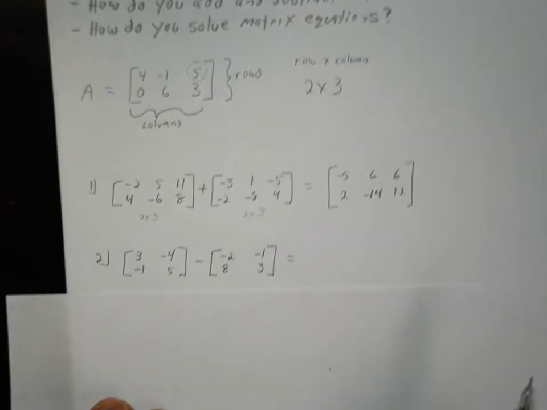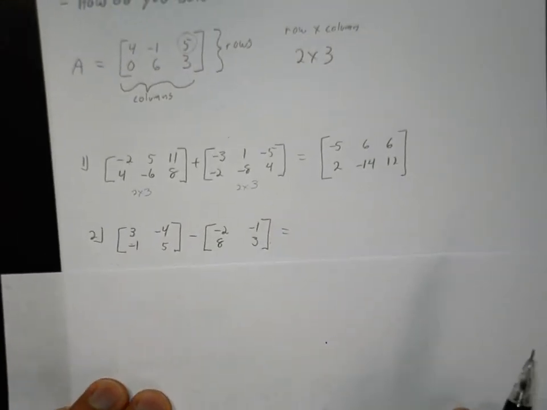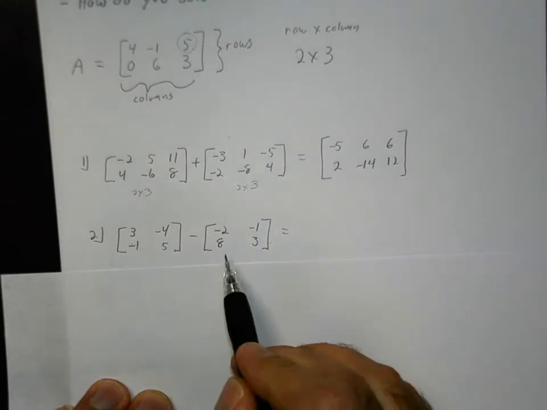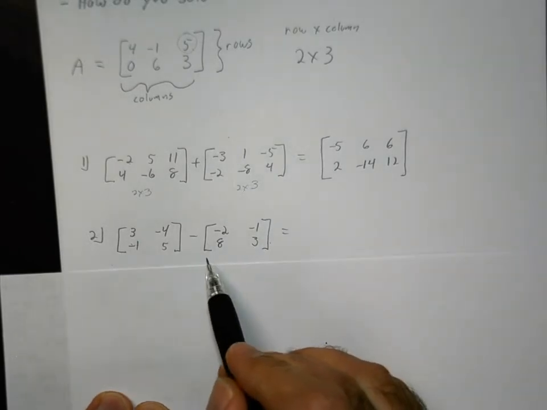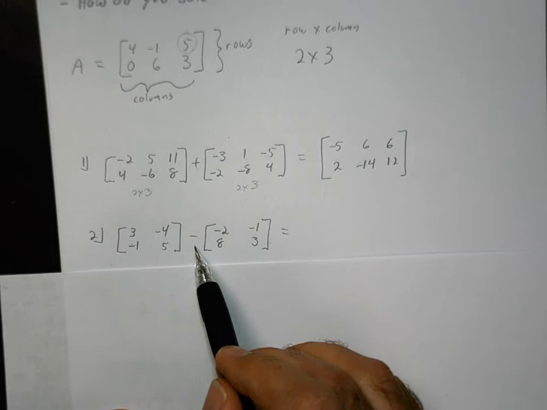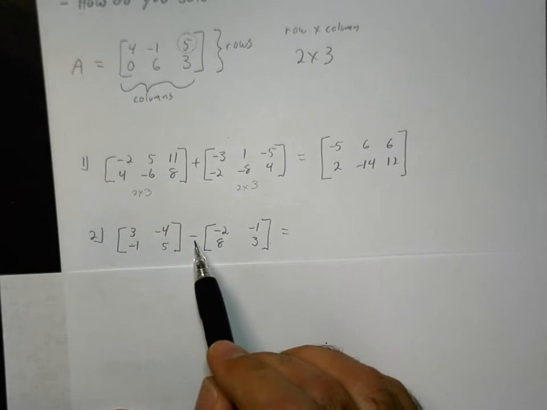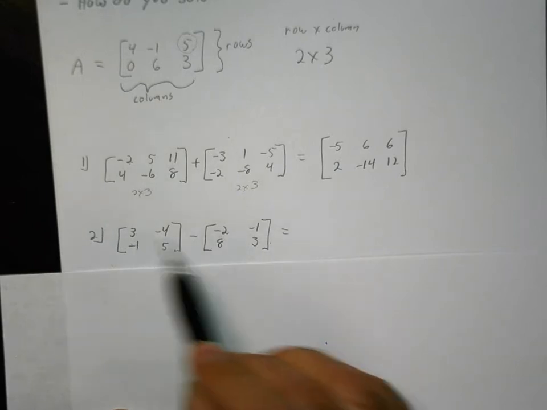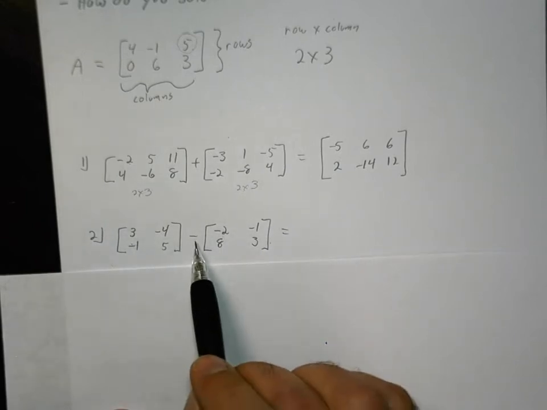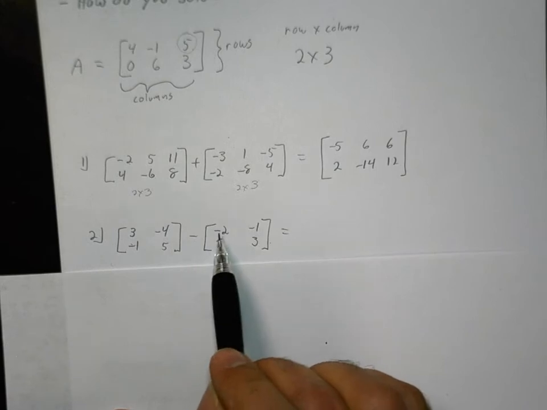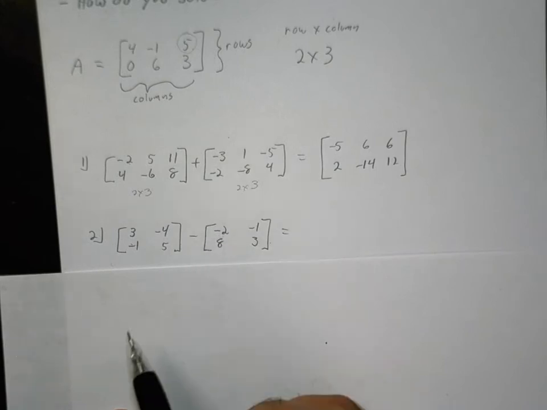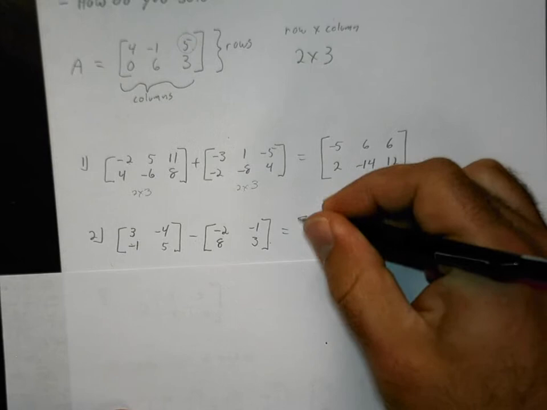Subtracting two matrices, again, they need to be the same dimension. So we have a 2 by 2 and a 2 by 2. Subtracting, same deal. We just subtract the numbers that are in the same location of the matrix. Okay, so this element 3 gets subtracted with -2, so 3 minus -2. Just be careful with your signs there. That's going to become addition. So you get 5.